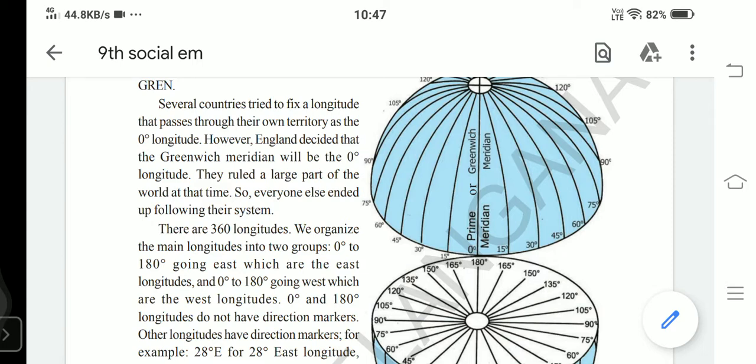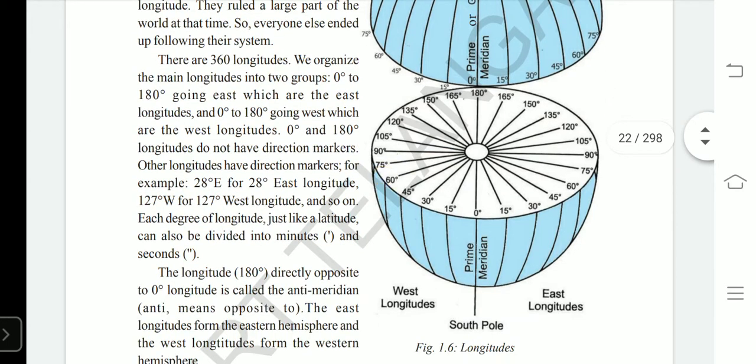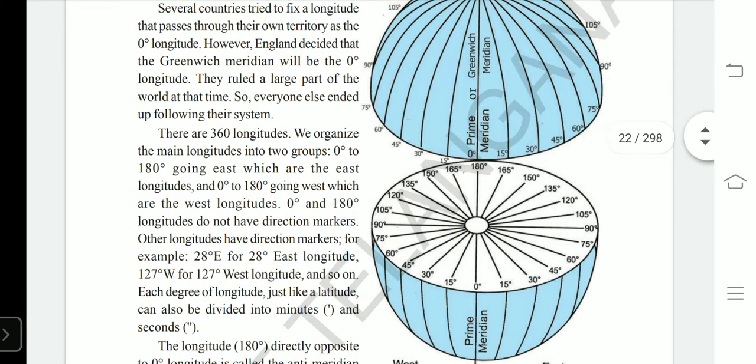So this is the 0 degree prime meridian, which passes through England. In England, the capital city is London. There is a place called Greenwich. The longitude passing from there is considered as the 0 degree longitude, right?